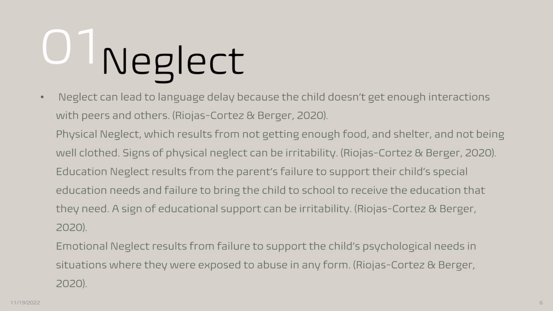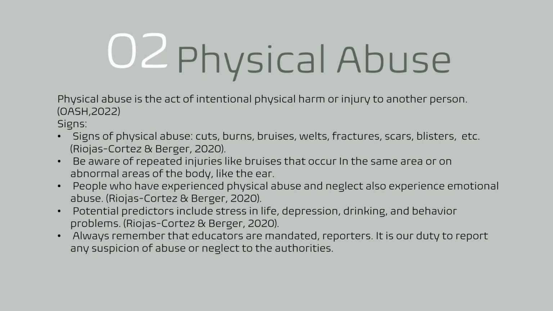Educational neglect results from parents' failure to support the child's special education needs and failure to bring children to school to receive the education that they need. Some signs of educational neglect include irritability. Emotional neglect results from failure to support the child's psychological needs in situations where they were exposed to any form of abuse. Number 2 is physical abuse.